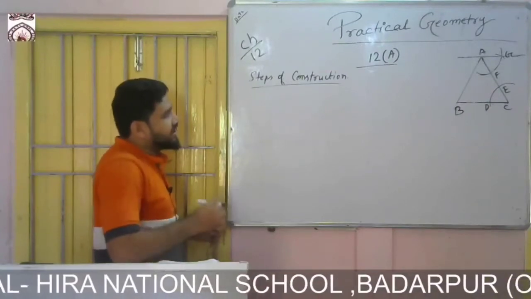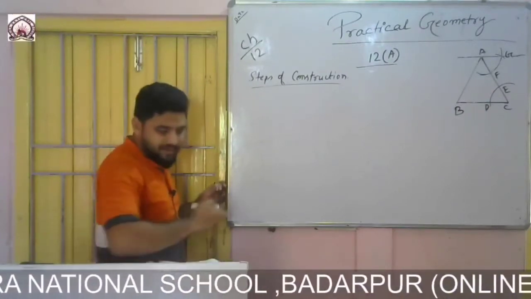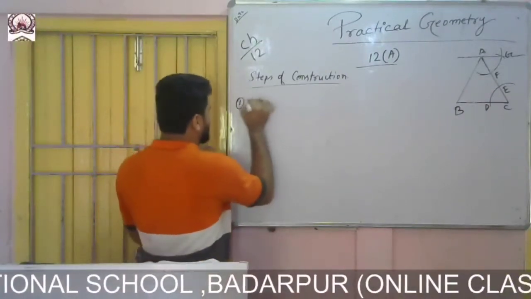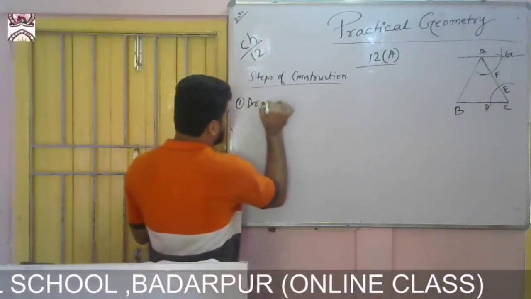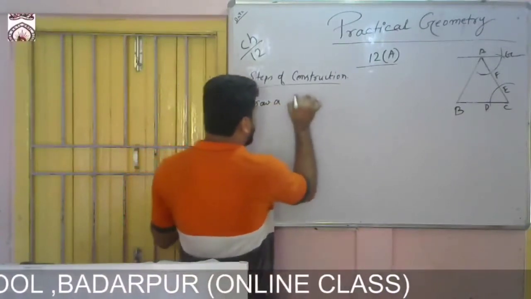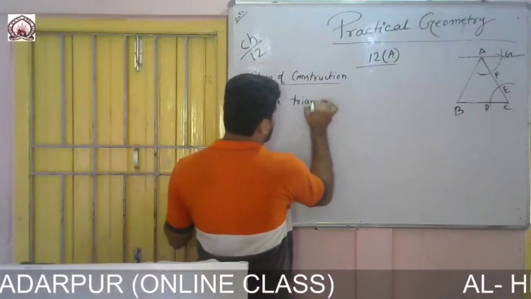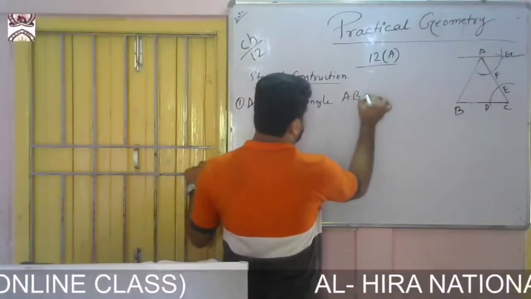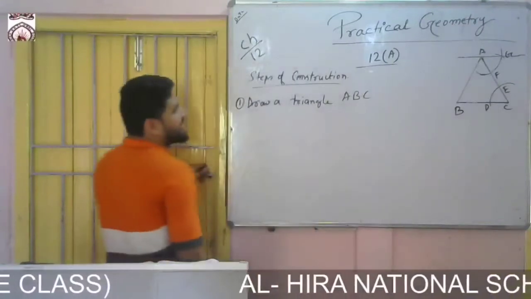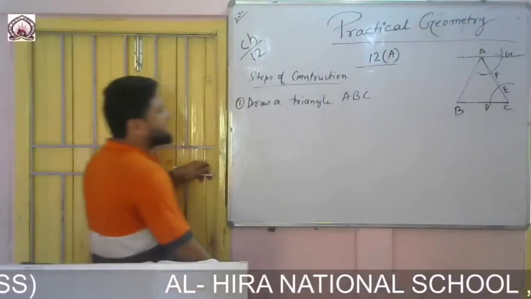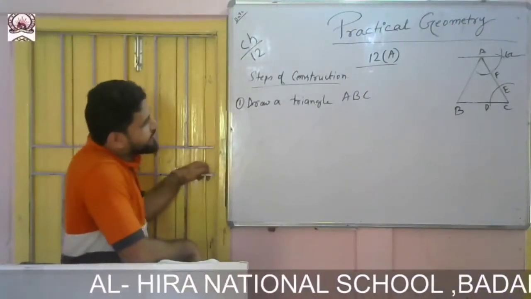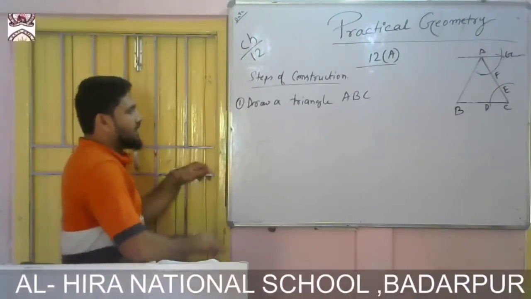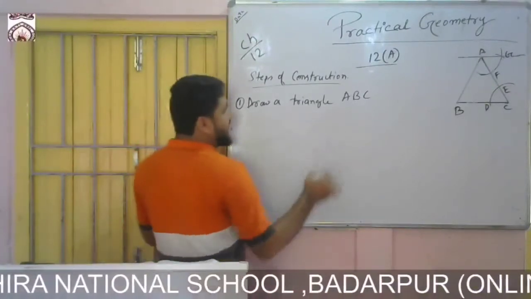First, draw a triangle ABC. First you write the steps of construction: draw a triangle ABC.